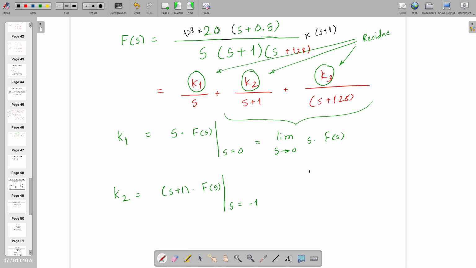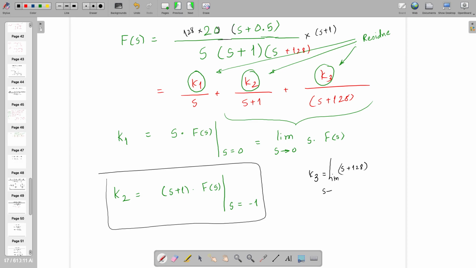Now, what about K3? Somebody can tell me the equation for K3, by the way. Like I have written here. What is the equation of K3? As Gaurav is saying, limit s tends to minus 128 of s plus 128 multiplied by f of s, right? So you can find all these values K1, K2, K3. But if they are simple, there is no problem.